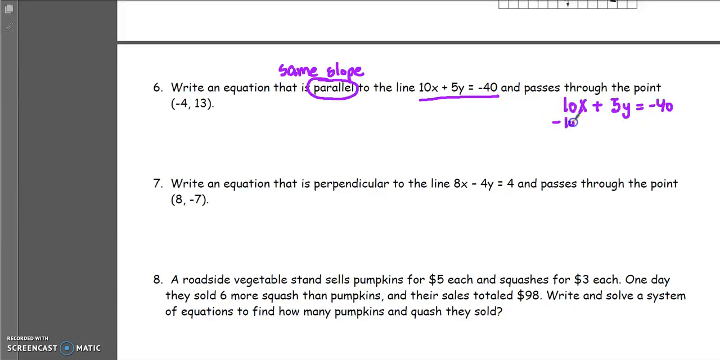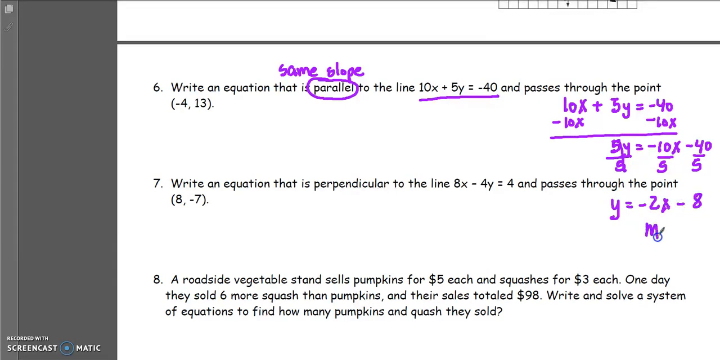That means I'm going to get my x to the other side of my equal sign. That leaves me 5y equals -10x minus 40. Divide everything by 5. And that will leave me y equals -2x minus 8. So my slope is going to be -2. So if I'm going to write an equation that has the same slope and passes through this point, I will be using the point slope form. So let me write that right here. y minus y1 equals m times x minus x1.